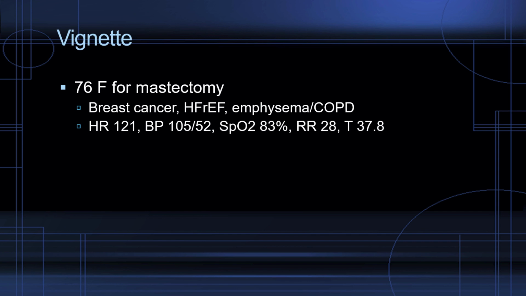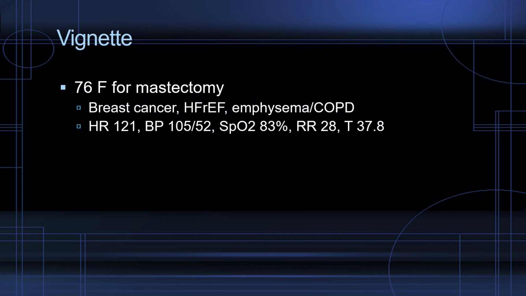I typically like to start my presentations with a clinical vignette. In pre-op, you have a 76-year-old lady with a history of emphysematous COPD and HFrEF, presenting for unilateral mastectomy for breast cancer. The patient states that she started to feel dyspneic when she woke up with a coughing spell this morning. Her vital signs are heart rate 121, blood pressure 105/52, saturations in the low 80s on room air, respiratory rate 28, and temperature 37.8.